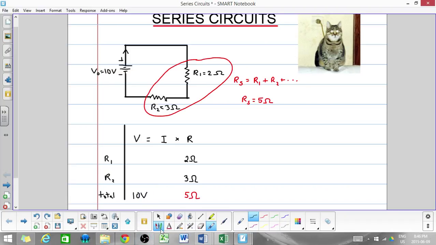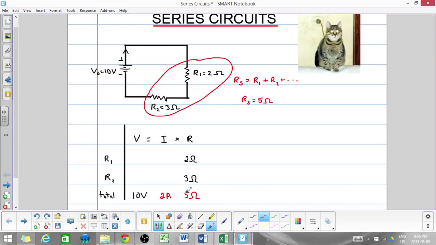Now, when we have our information organized in a chart like this, it's fairly easy to see what you can solve for next. In the last row, the total for the circuit, you know V and R, so you can find I by that relationship. So I is going to be 2 amps.